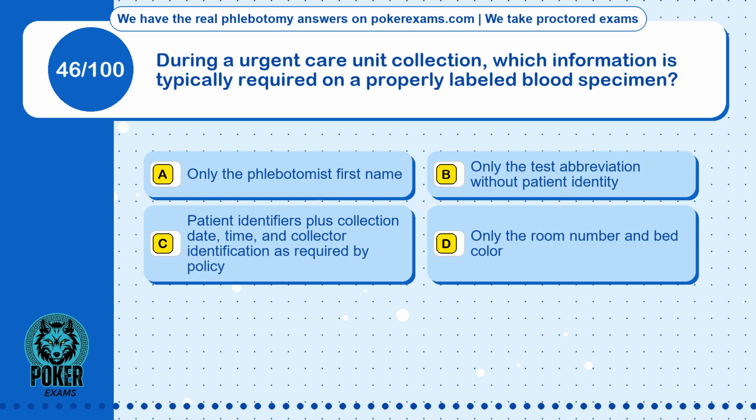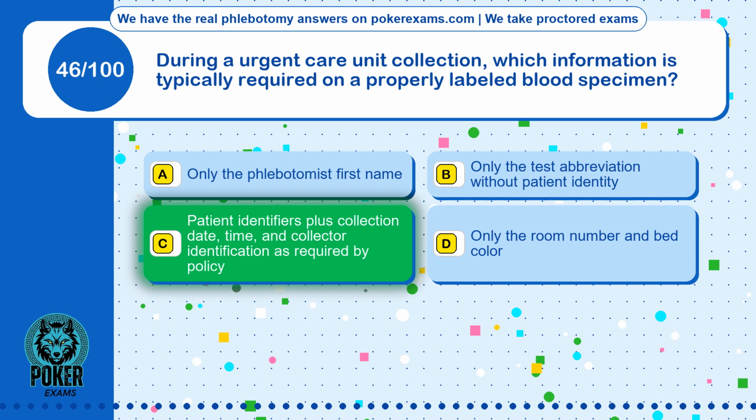Question 46. During an urgent care unit collection, which information is typically required on a properly labeled blood specimen? Option A. Only the phlebotomist first name. Option B. Only the test abbreviation without patient identity. Option C. Patient identifiers plus collection date, time, and collector identification as required by policy. Option D. Only the room number and bed color.